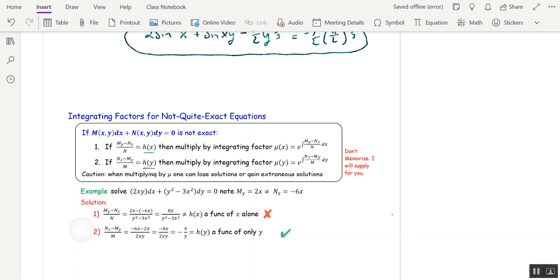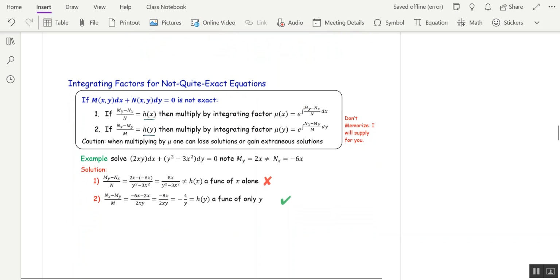So first of all, this equation is not exact. I looked at my, got 2x, but nx was negative 6x. Those are not equal, so this differential equation is not exact.